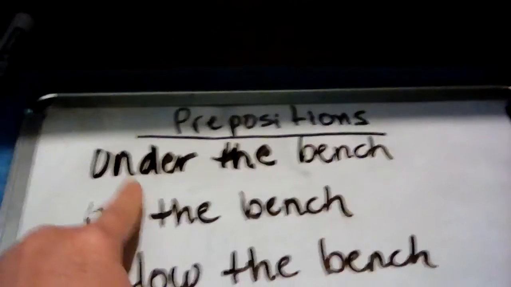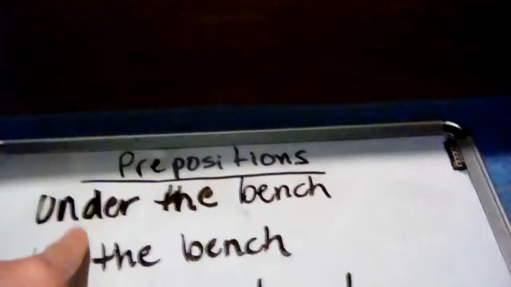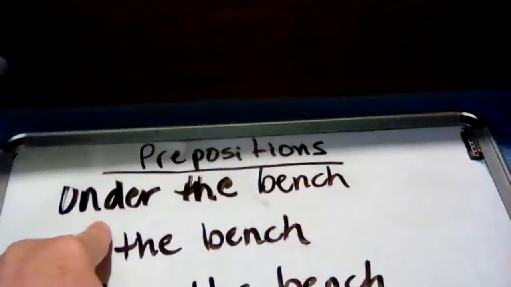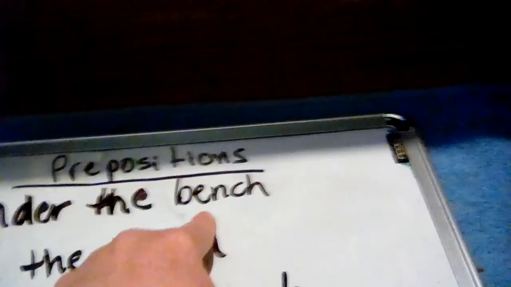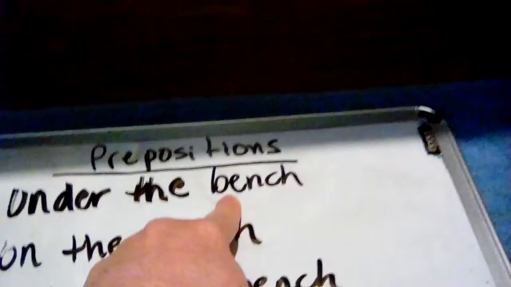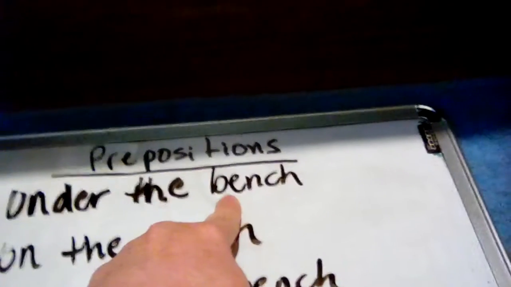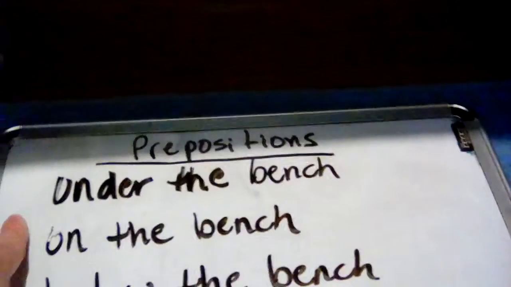So let me repeat that. This is the preposition. Bench is the object of the preposition, or what the preposition is talking about. So under what? The bench, okay? So this is the noun that it's talking about. Usually in a prepositional phrase, you're always going to have a preposition and a noun, okay? And all together, this is called a prepositional phrase.